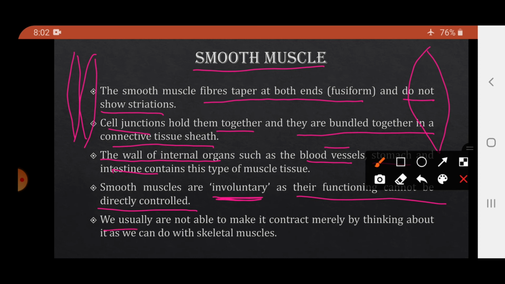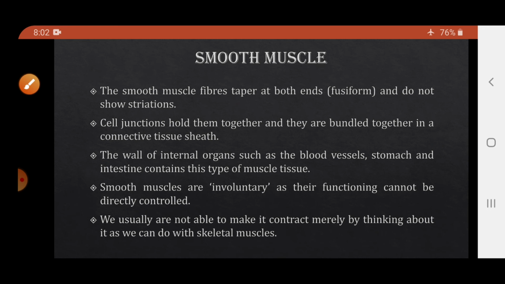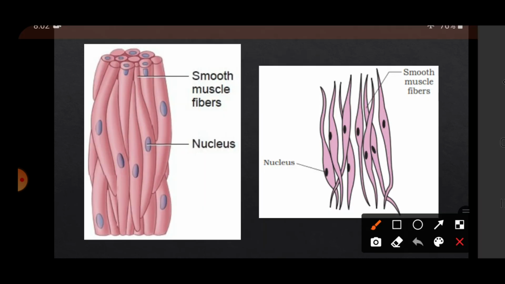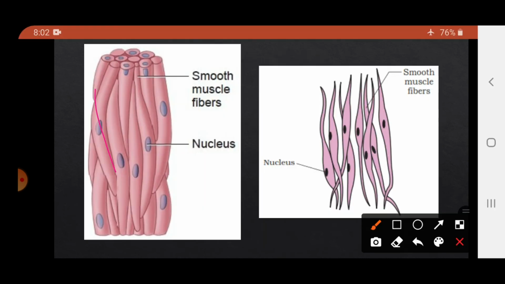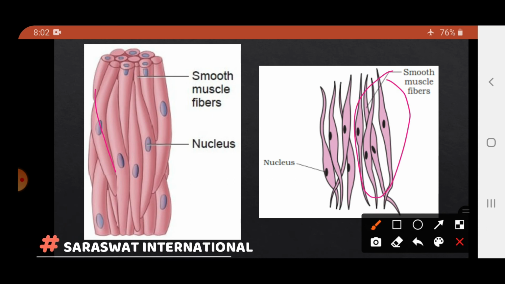We usually are not able to make it contract merely by thinking about it as we can do with the skeletal muscles. जैसे skeletal muscle को हम जब चाहते हैं तब contract कर सकते हैं अपनी thinking से, वैसे ये smooth muscles में possible नहीं है. See students, these are the spindle shaped muscle fibers और ये उसका bundle है. Okay, so this is the structure of the smooth muscles.